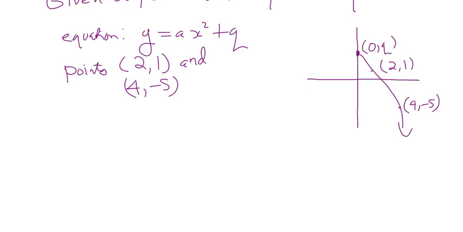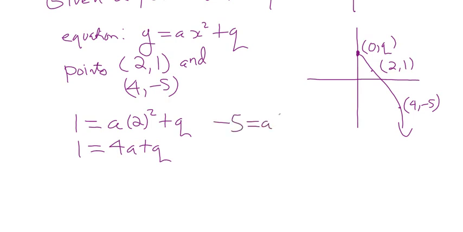Okay, so putting the right numbers in, we get 1 is equal to a times 2 squared plus q, or 1 is equal to 4a plus q. Right? Because I rearranged it. I thought you were writing the second one. Wow, I have no idea what I'm writing, apparently. And negative 5 is equal to a times 4 squared plus q. So negative 5 is equal to 16a plus q.